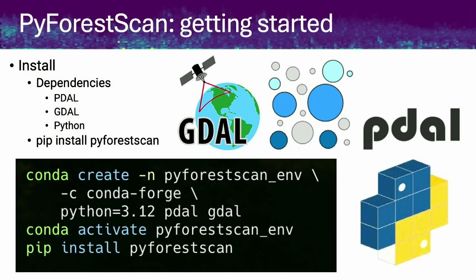To install the whole thing, with your GDAL and PDAL dependencies, you can use Conda. It's probably the easiest way. So create your Conda environment, conda-forge channel. I'm going to include Python 3.12. PyForestScan is supported on versions 3.11 and up. And PDAL and GDAL, activate your environment, pip install PyForestScan. PyForestScan is not on Conda yet, and then it's there.